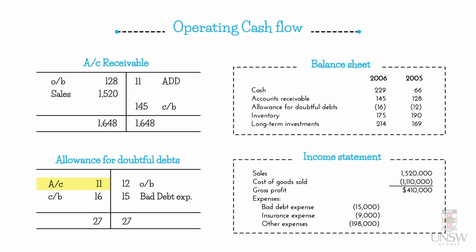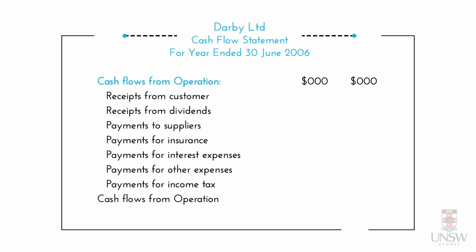So now we can solve for the missing amount, which will be receipts from customers. The total of the credit side should be 1,648, and we take away the closing balance, 145, and we take away the allowance for doubtful debts, 11. So this solves for the missing amount of cash, which will be 1,492. So this is our receipts from customers. It will be the first line in our cash flows from operations in our cash flow statement.